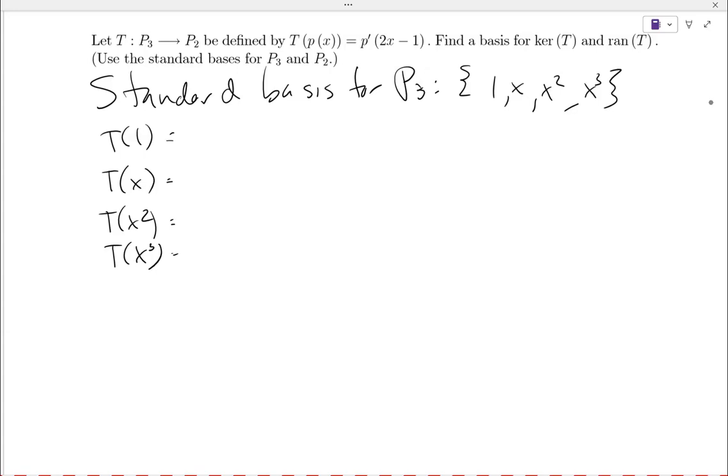Remember again, the notation says take the derivative and then plug in 2x minus 1. The derivative of 1 is 0, plug in 2x minus 1, you still get 0, right? Take the derivative of x, what do you get? 1. Plug in 2x minus 1, you still get 1, right? Because remember, the notation means take the derivative and then plug in 2x minus 1 into the derivative. That's what the notation means, right?